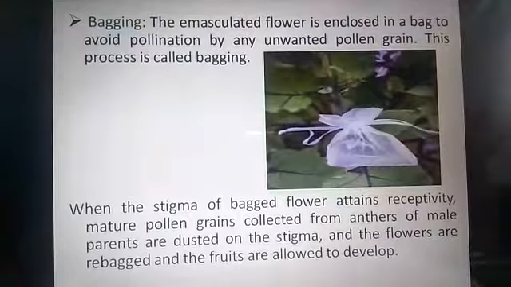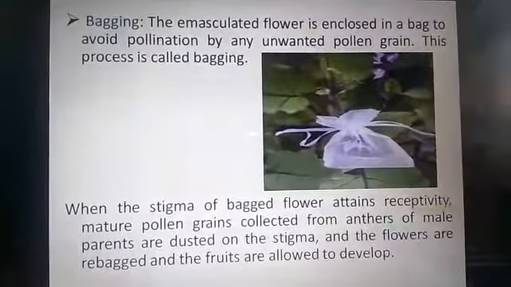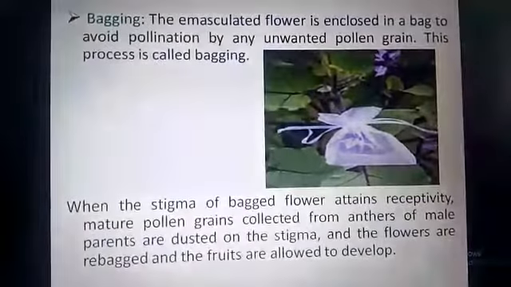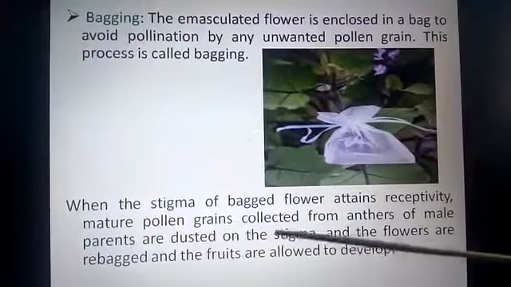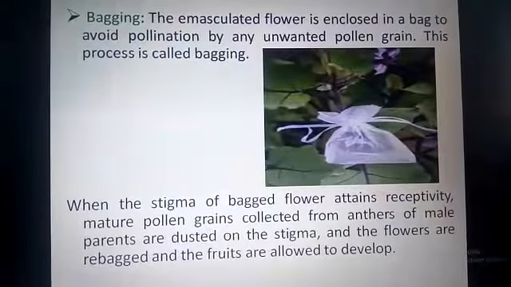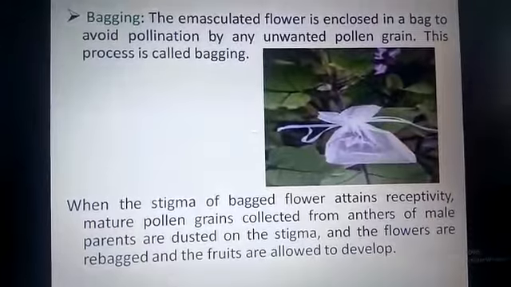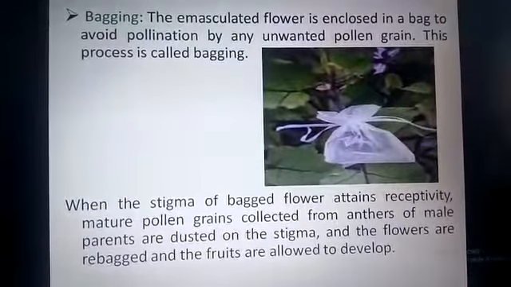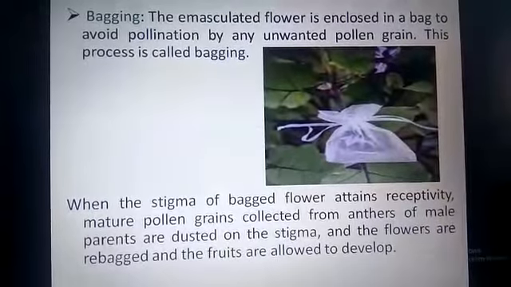When the stigma of the bagged flower attains receptivity, that means when the stigma is matured to receive the pollen, then the desired matured pollen grains are collected from the anther of male parents and dusted on the stigma, and the flowers are rebagged and fruits are allowed to develop. In case of unisexual flowers, the emasculation process is not required.